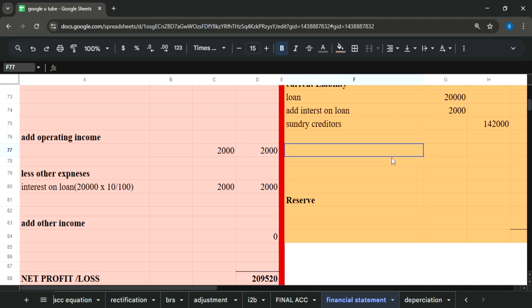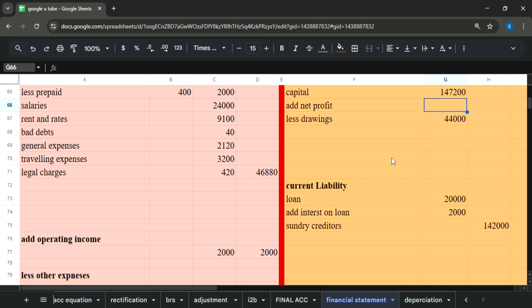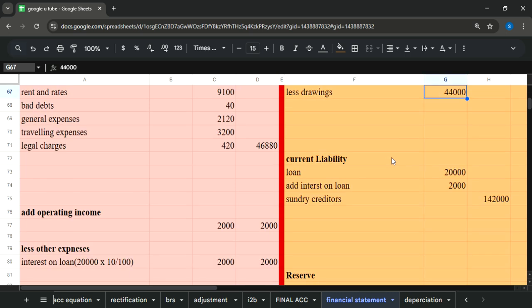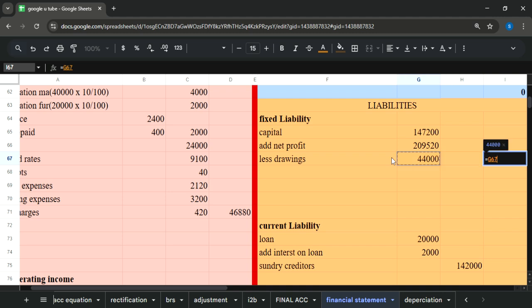Now the next step is to write down this net profit in fixed liability. How much net profit you have calculated? This was your amount 209520, which we have written over here. In this way we are ready to calculate the total amount of fixed liabilities, where the first element was capital, add net profit and subtract drawings, you will get total fixed liabilities.